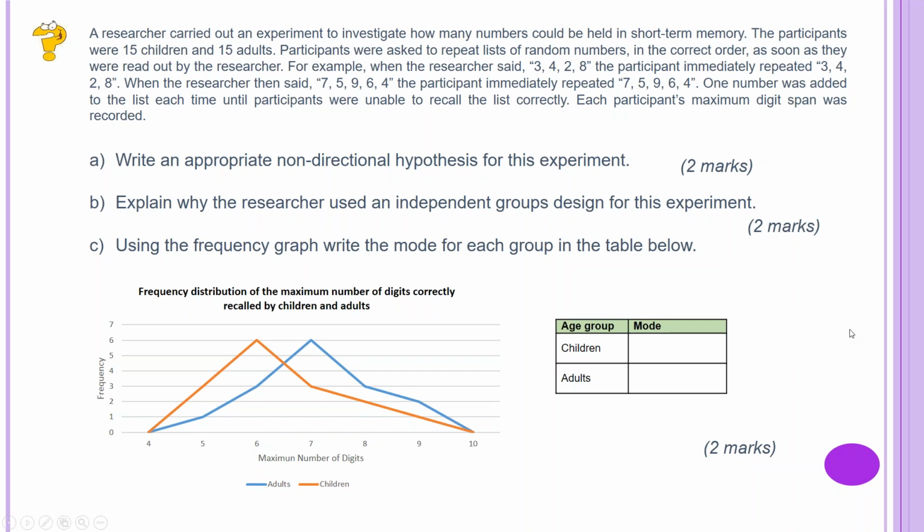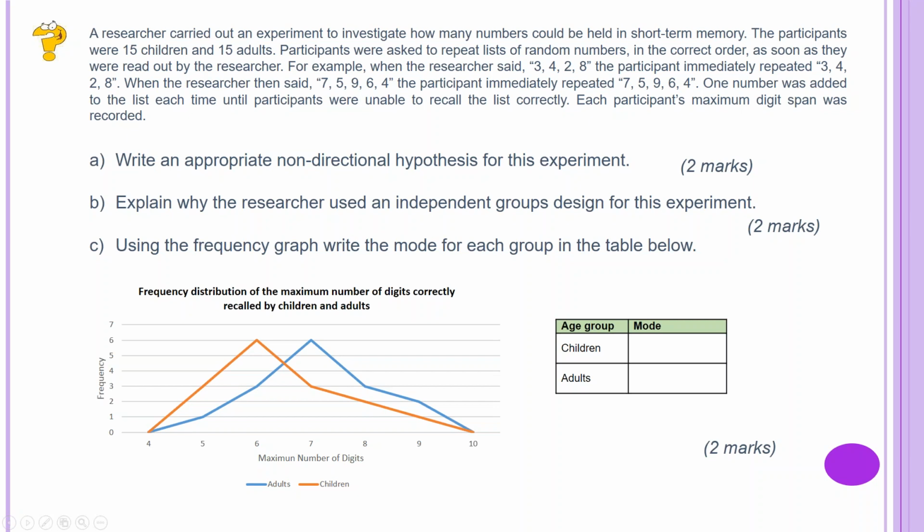Okay, welcome back. So non-directional: there will be a difference between the children and adults in the number of lists repeated in the correct order. The reason that's non-directional is it's not saying whether it's more or less. You're just saying there'll be a difference. There will be a difference between the children and adults in the number of lists repeated in the correct order. That's 2 marks. Explain why the researcher used an independent group design for this experiment.